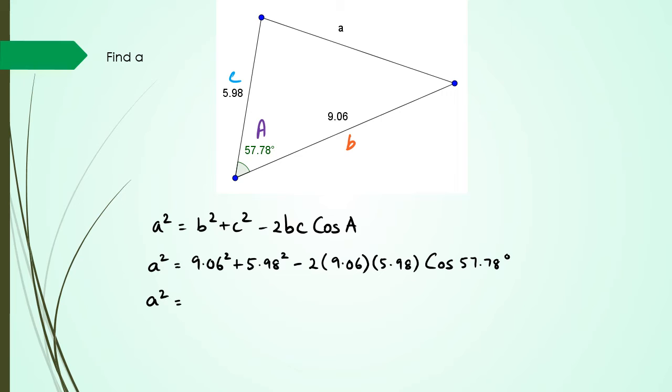So when I do this, I get a squared is equal to 60.07. Now folks, one of the biggest mistakes people make is forgetting to take the square root of this. So a is actually equal to 7.75 in this case. Okay, let's do another question.